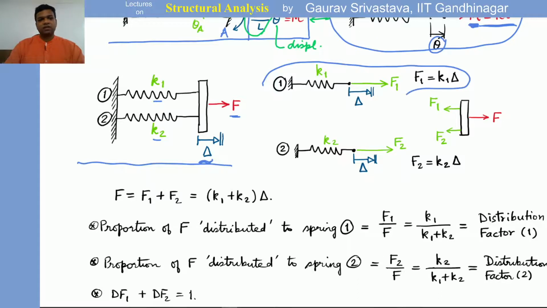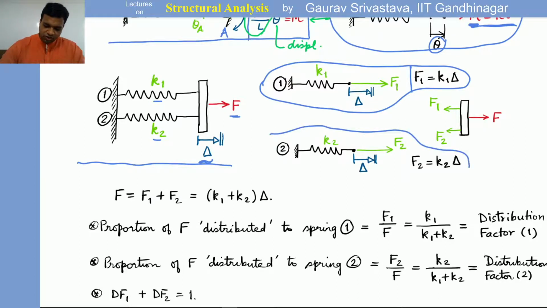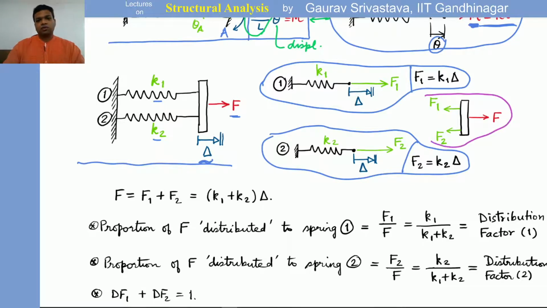Okay, so the first spring has a displacement delta, and we can find out what force was required to induce that displacement delta. So that will be, let's say, F1, which is K1 times delta, right? Similarly, for the second spring, we can find out what force was needed to induce delta in just the second spring, right? So that will be F2 equals K2 times delta, right? And then we can do the force balance of the rigid arm which was connecting both of them.